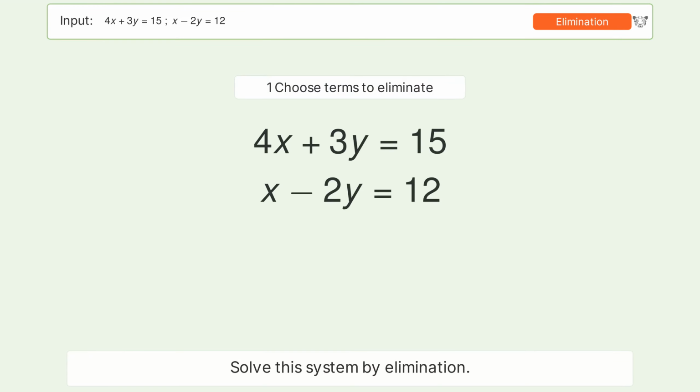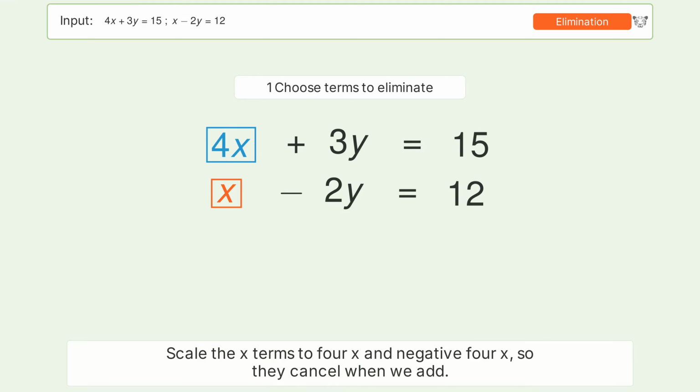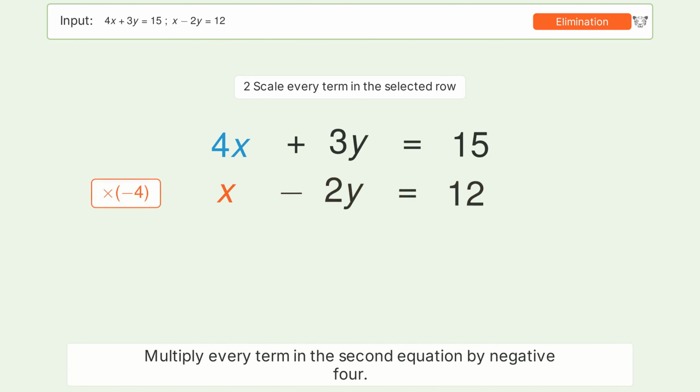Solve this system by elimination. Scale the x terms to 4x and negative 4x, so they cancel when we add. Multiply every term in the second equation by negative 4.